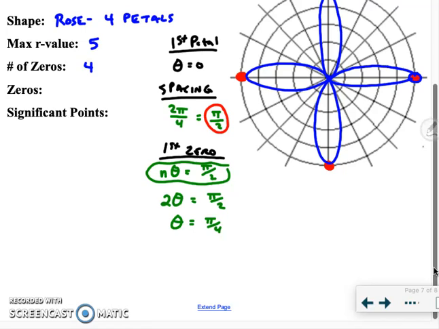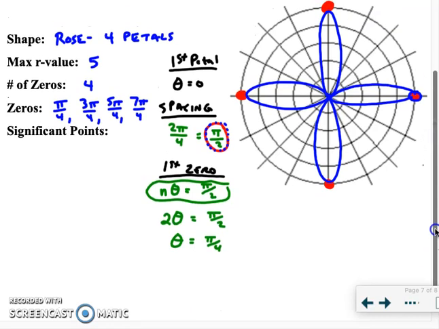We said that it's located at pi over 4. We also know that the spacing of those angles follows the same spacing as my petals. So I just need to add pi over 2 to get 3 pi over 4, plus pi over 2 I get 5 pi over 4, plus pi over 2 I get 7 pi over 4. We said that there were 4 zeros, so we know that we can stop.